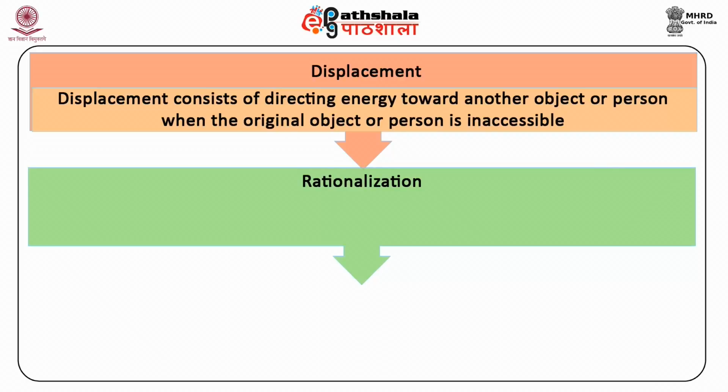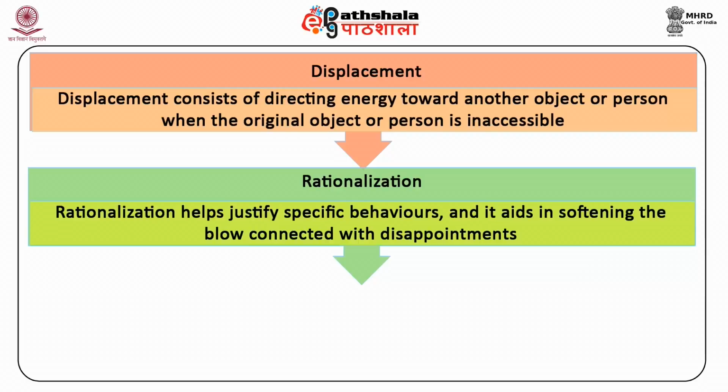Rationalization. Some people manufacture good reasons to explain away a bruised ego. Rationalization helps justify specific behaviors and it aids in softening the blow connected with disappointments. When people do not get positions they have applied for in their work, they think of logical reasons they did not succeed, and they sometimes attempt to convince themselves that they really did not want the position anyway.